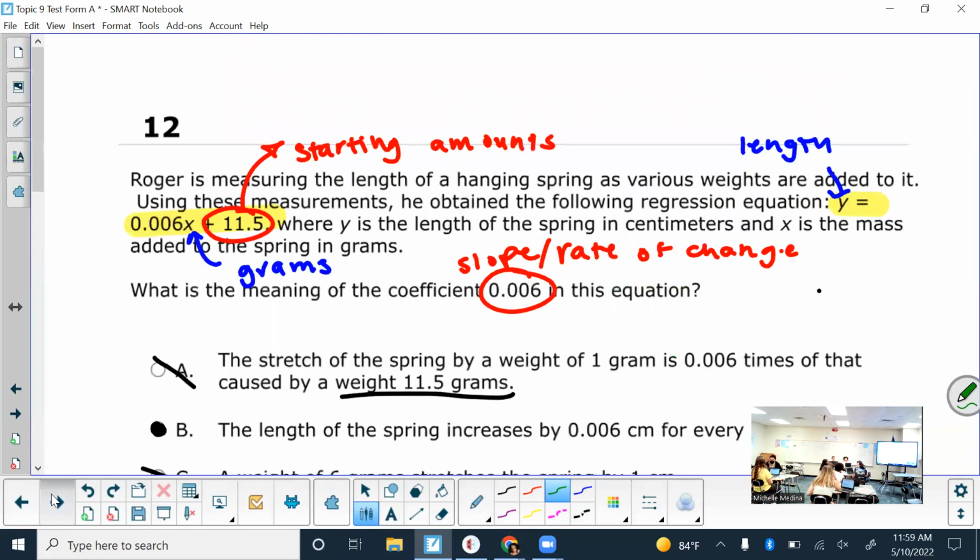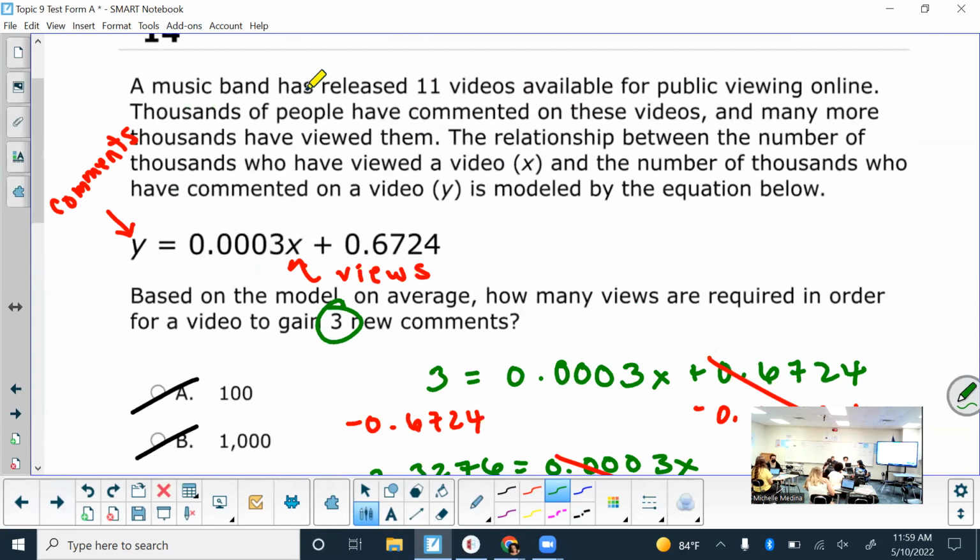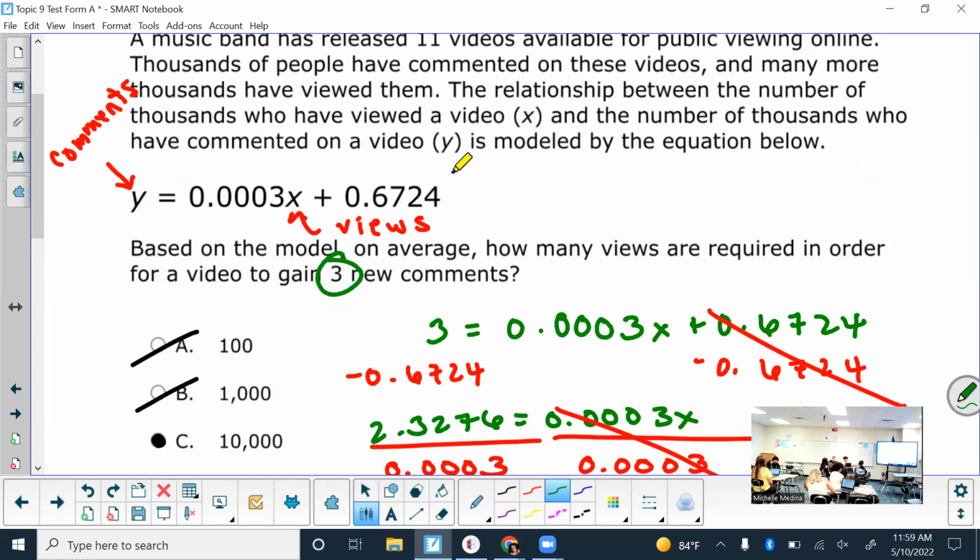Number 14. All right, so this one, a music band has released 11 videos available for public viewing online. Thousands of people have commented on these videos and many more thousands have viewed them. The relationship between the number of thousands who viewed the video, X, so I always take notes as I go. X is for the number of views. And the number of thousands who have commented on a video is Y. So Y is for comments. And it gives you the equation.